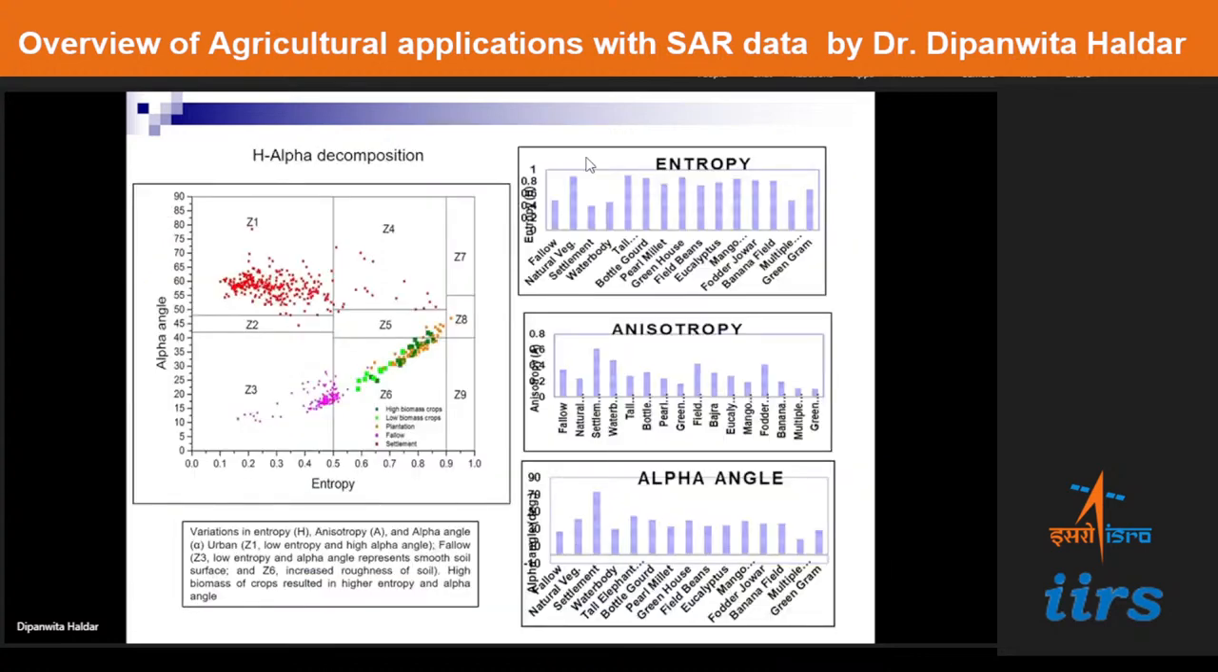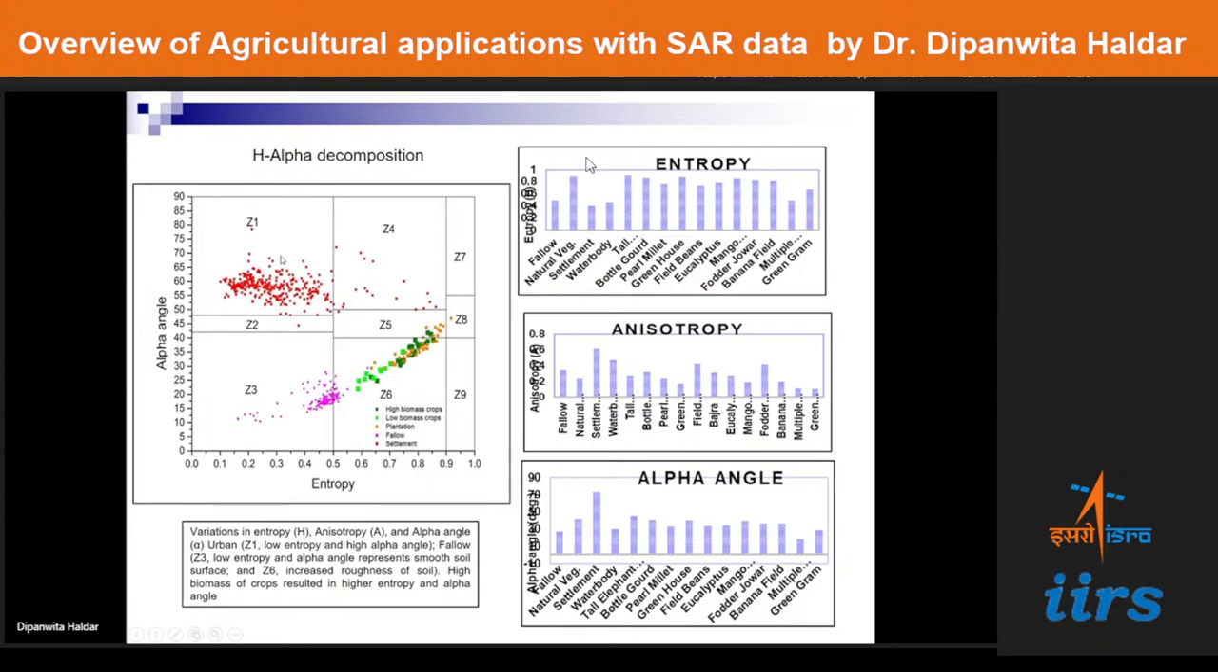Various decomposition components can be computed based on the fully polarimetric data set. This is your H-A-alpha decomposition, eigenvalue based. These are the various zones Z1 to Z9, which you can see in the left-hand image. This is the plot of alpha angle versus entropy. The alpha angle gives the dominant scattering angle, and it varies from 0 to 90. 0 to 30 is mostly surface scattering, 45 to 60 is mostly volume scattering, and 70 to 90 is mostly dihedral scattering.